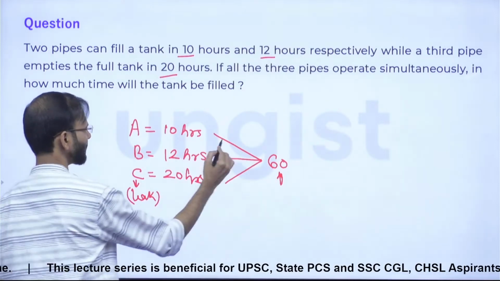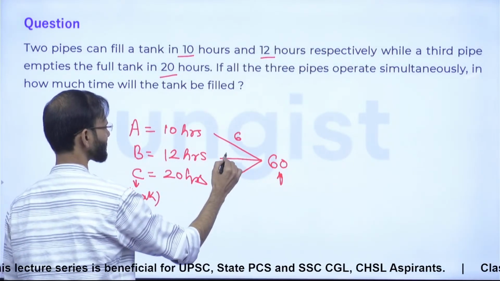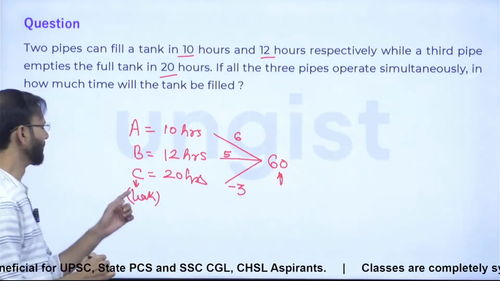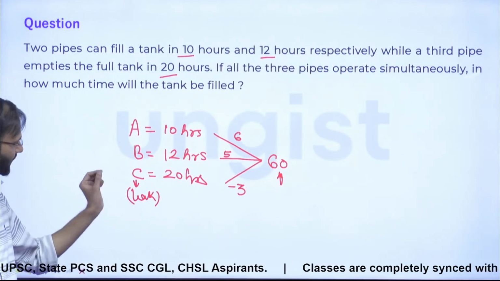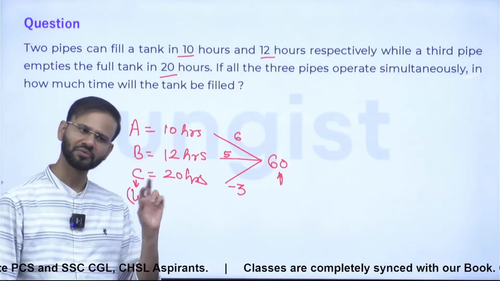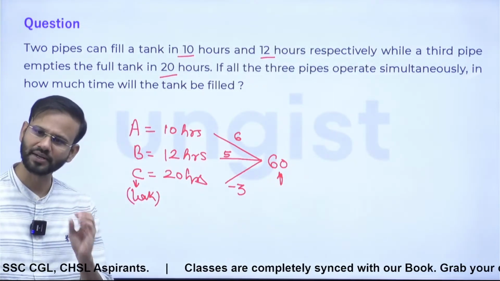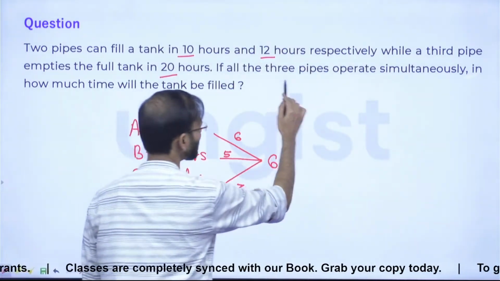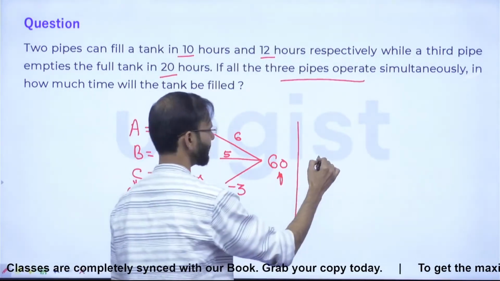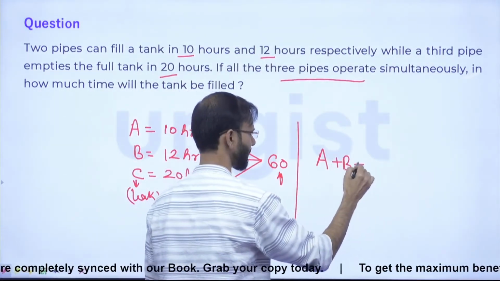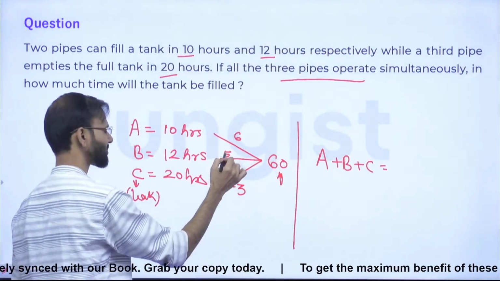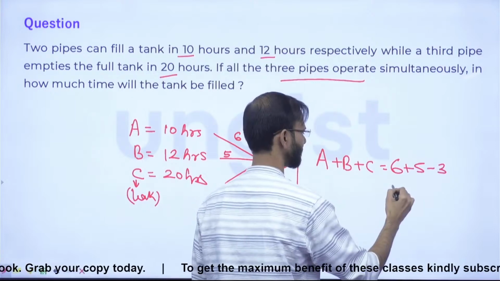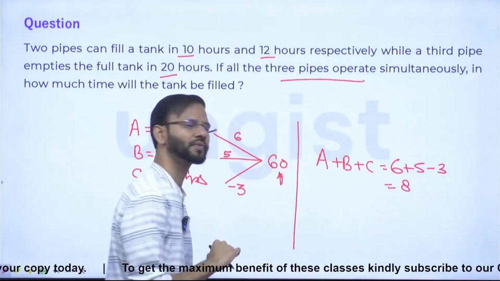Okay. Now this is what? This is 6, this is 5, and now what is this guys? This is minus 3. Why? Because this is a leak. So the leak's work will be preceded with the minus sign because this work is negative work. Guys, is it clear? Now the question is saying when all the three operate simultaneously. So everybody, A plus B plus C. So put their values. This is 6 plus 5 minus 3. So this is 8.